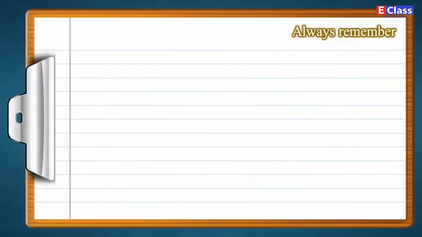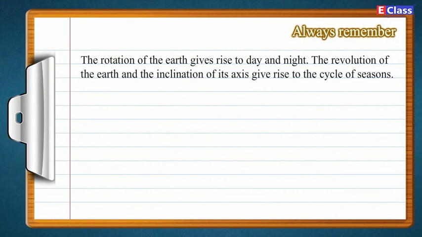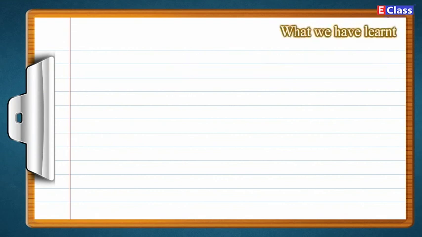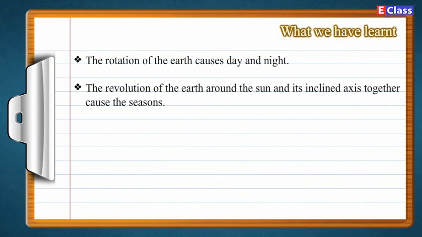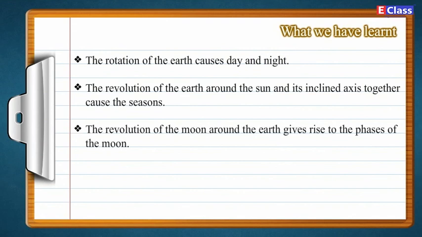Always remember, the rotation of the earth gives rise to day and night. The revolution of the earth and the inclination of its axis give rise to the cycle of seasons. What we have learnt: the rotation of the earth causes day and night. The revolution of the earth around the sun and its inclined axis together cause the seasons. The revolution of the moon around the earth gives rise to the phases of the moon.